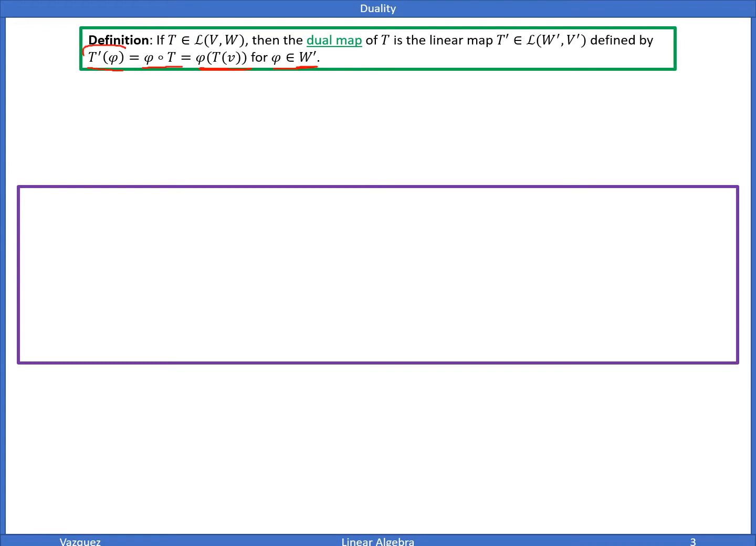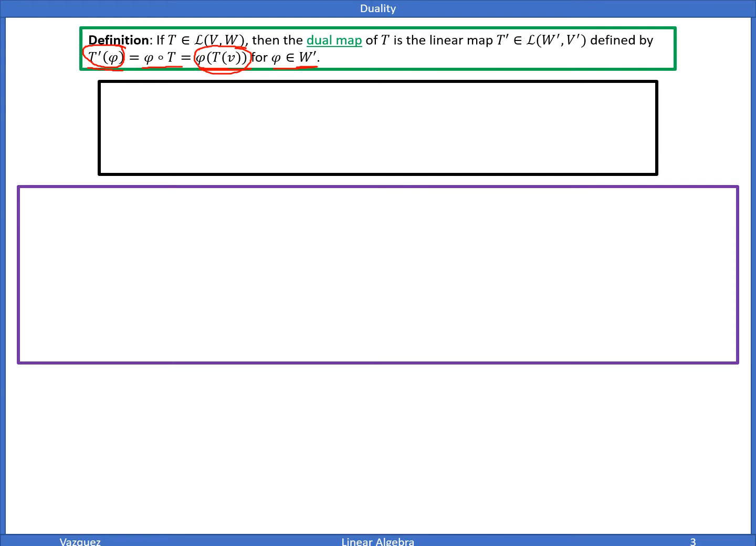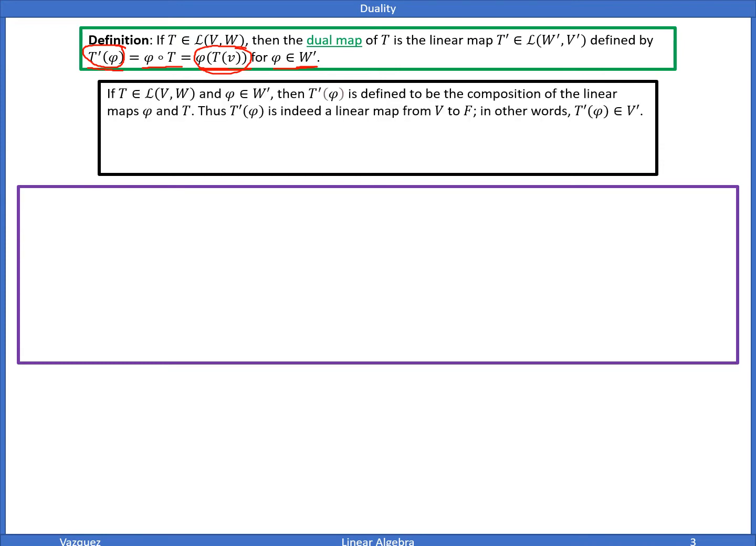So really, whenever you see this, just remember this over here. That might be easier for you to remember. Now, is the dual map actually a linear map? Well, if T is a linear map from V to W, and phi is in W prime, then the dual map is defined to be the composition of the linear maps phi and T.